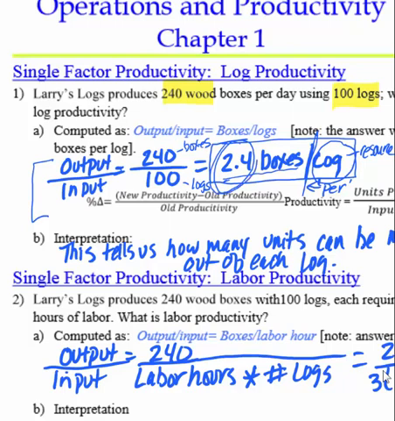I think I said this in class, this number is never difficult to compute, output divided by input. We can all do that on our calculators, but what becomes confusing is the meaning of the number. Can we make 2.4 boxes per log? Does it take 2.4 logs to make one box? You can just see how the confusion sets in. So a note in your notes to tell you what this number means is a really good idea.